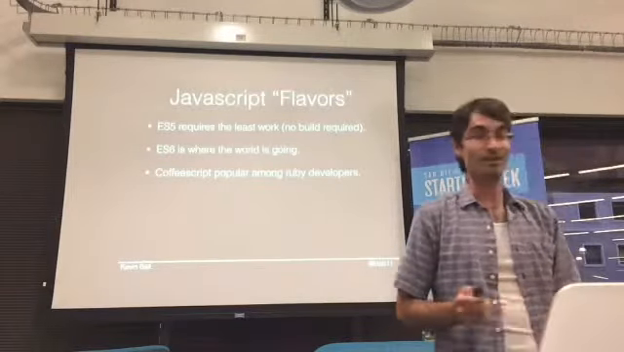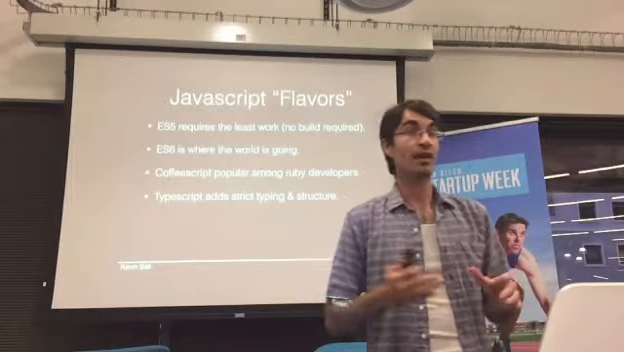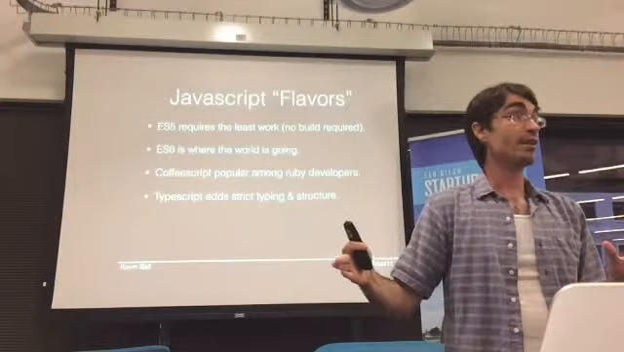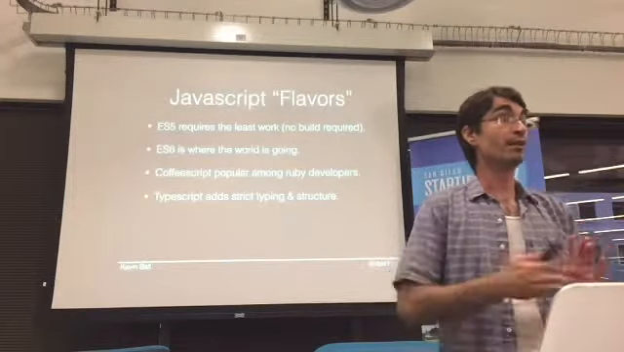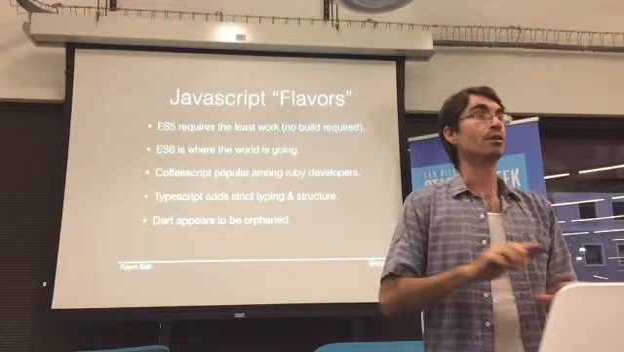The next language, a little bit, is TypeScript. TypeScript is actually a superset of JavaScript. Anything that you have in ES5 will run within a TypeScript environment. It's valid code, but it adds a layer of strict typing and structure that you can use. And then Dart appears to be a little bit orphaned. Dart was Google's take on, we're going to build a new language that compiles down to JavaScript, and as far as I can tell, Google is using it and no one else is using it.